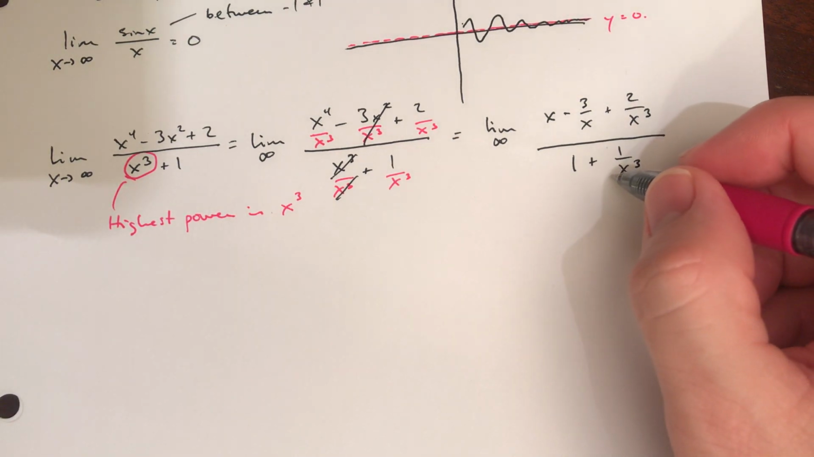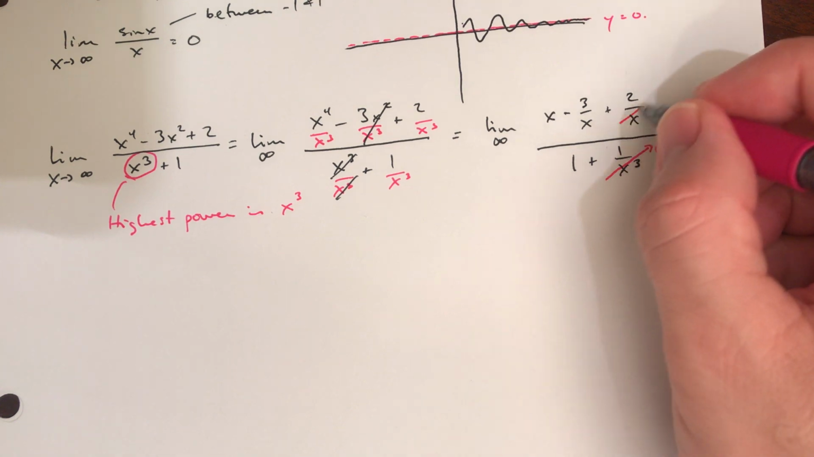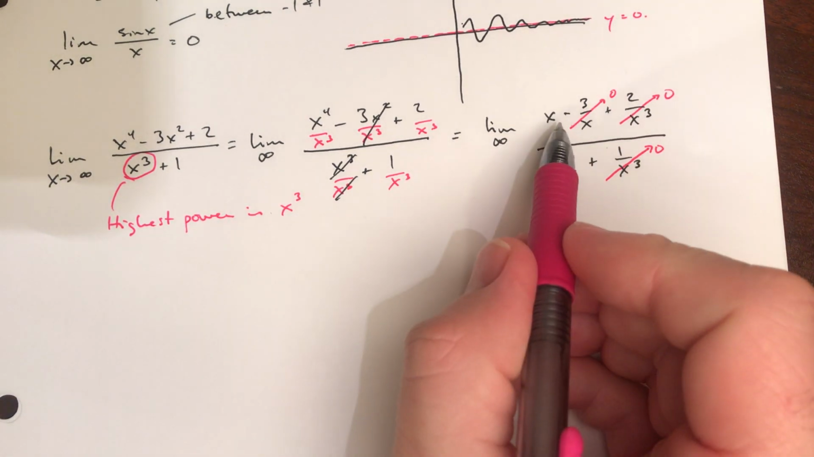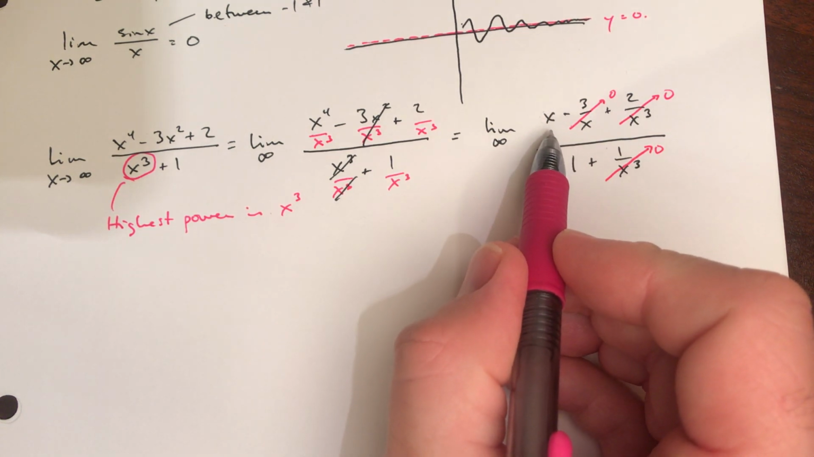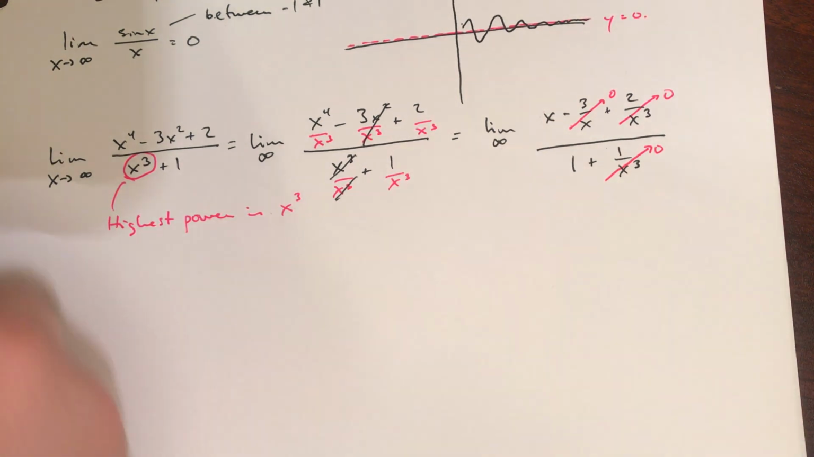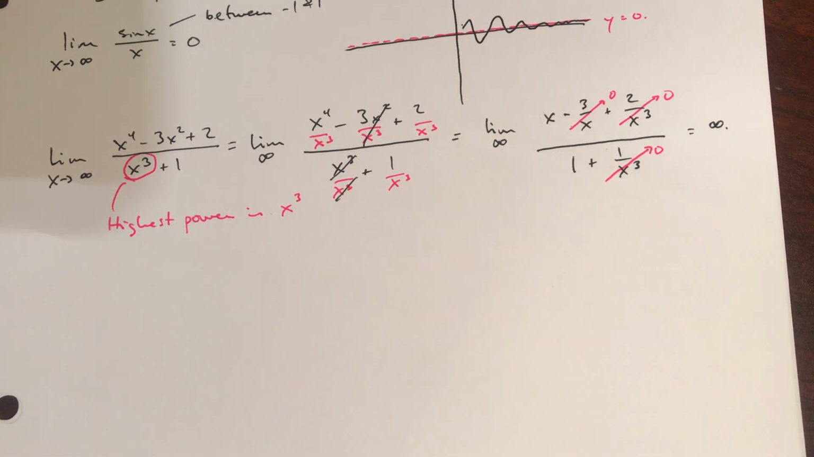And our little fact says that these little reciprocal functions are all going to go to 0, but that x is not going to 0. And in fact, that x is getting as big as we want it to. And we say that that limit is infinity. In fact, this function still blows up at infinity.